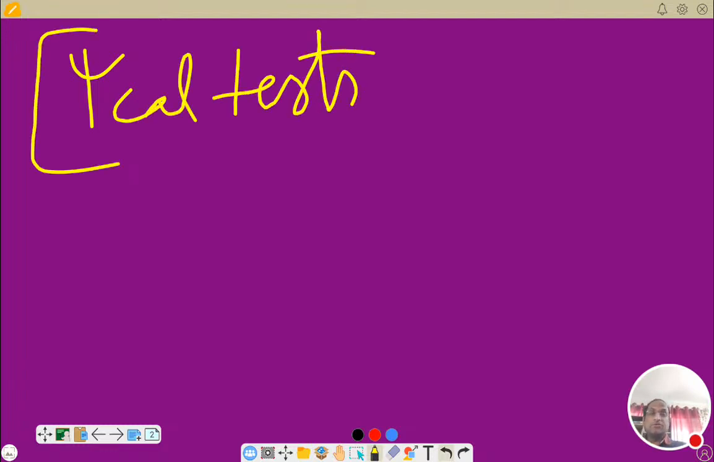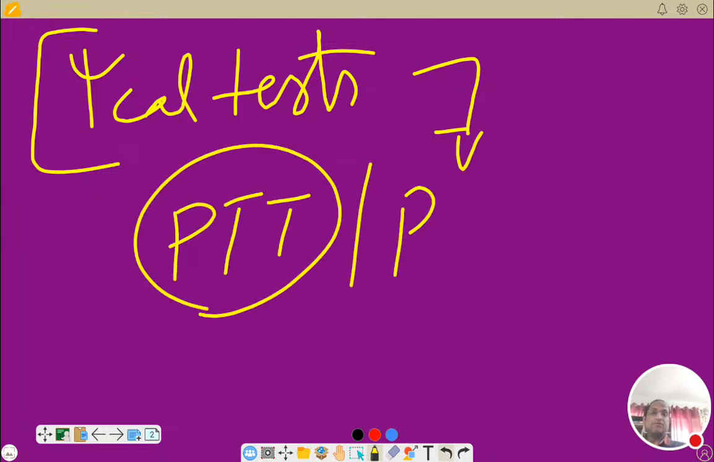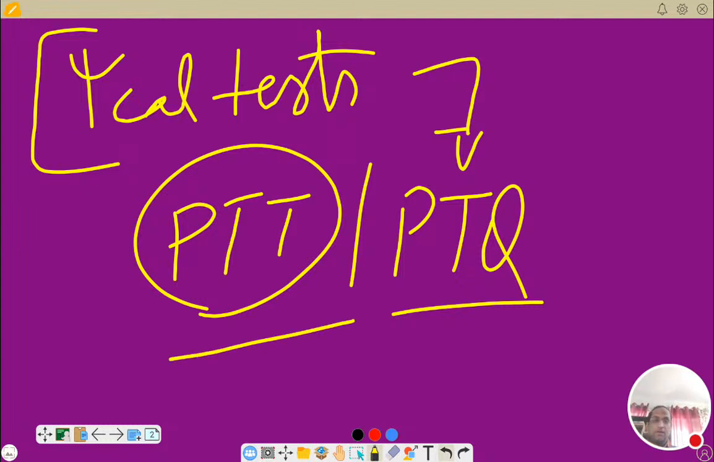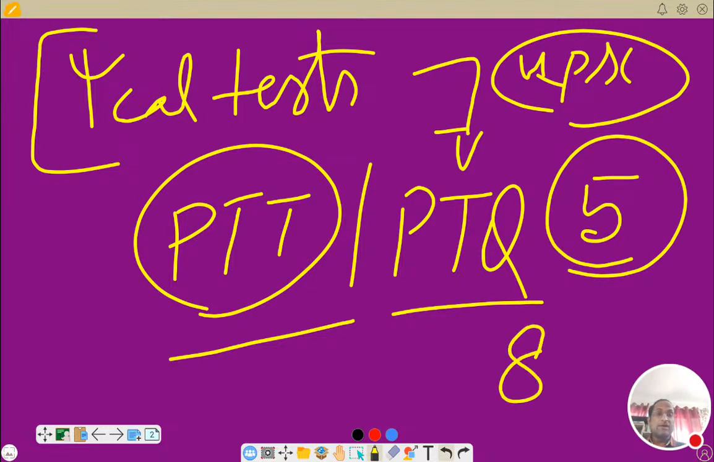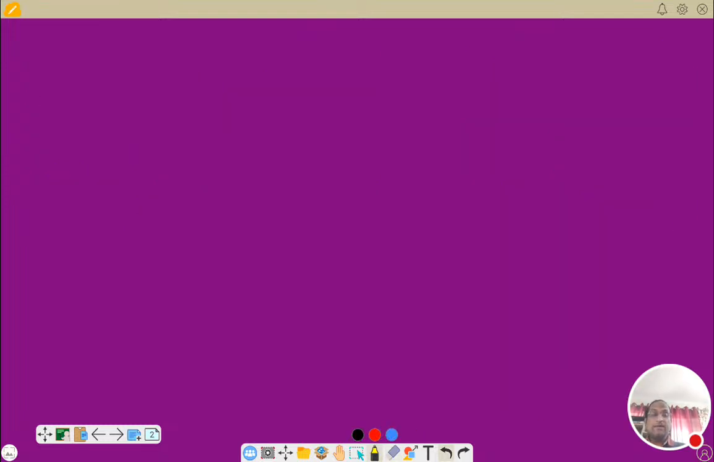The idea which we are using here is prepare through tests and prepare through questions, PTT and PTQs, through which we are covering not only the most fundamental, the most important aspects of psychology as far as UPSC preparation goes, but we are also covering the way in which we have to deal with these questions. So you will have 5 questions out of 8 questions completely prepared, so that you end up scoring really well in the examination. This is the basic approach which we are following.